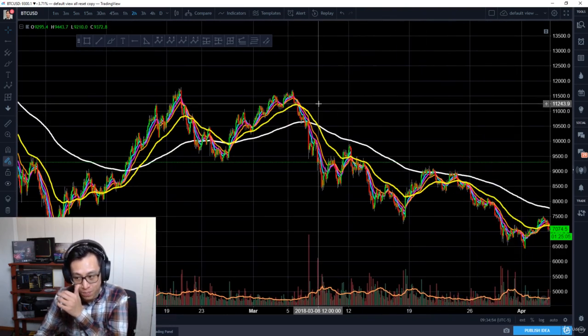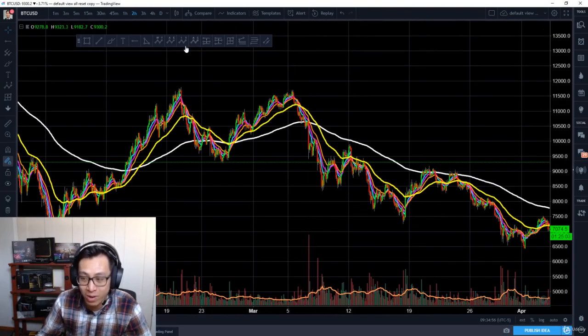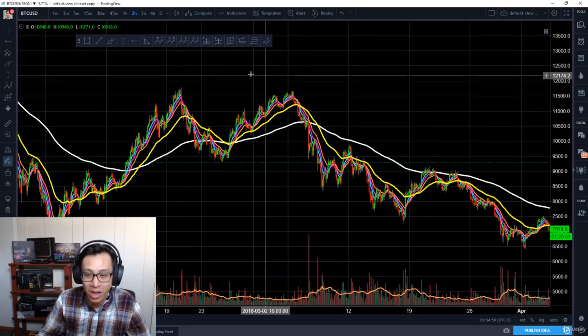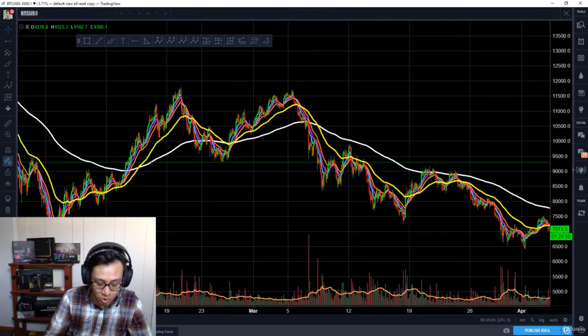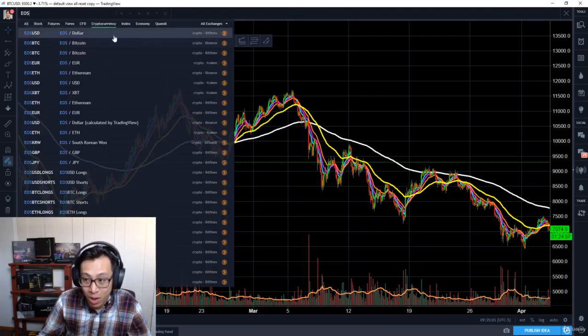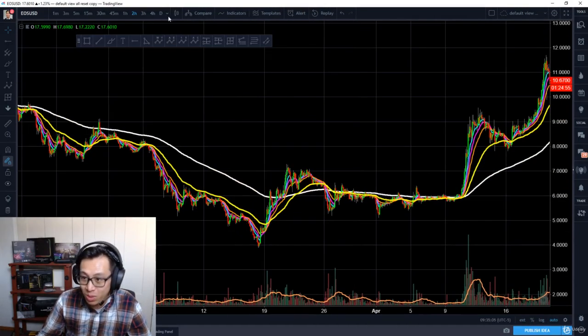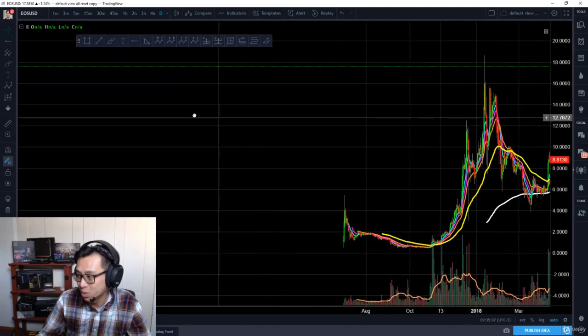Let's look at some patterns such as a head and shoulders pattern. I'm sure you guys have all heard of the head and shoulders pattern, right? And let's also look at cup and handle patterns as well, okay? Let's go to a daily chart.